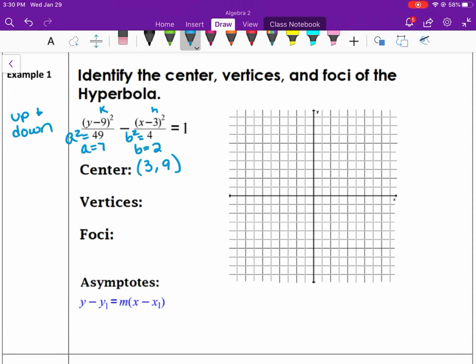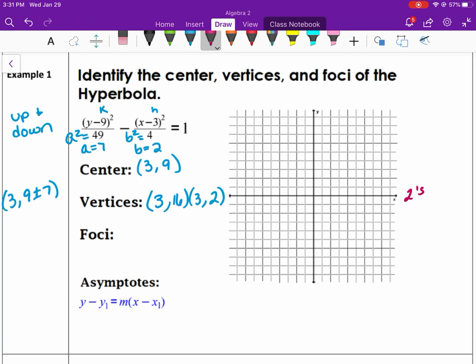So then, since it opens up and down, and your a is 7, your vertices are going to be above and below 7 from the center. So your vertices will be (3, 16), you're at 9, you need to go up 7, so 16, and then (3, 2), you need to go down 7, so 2. So you're taking the 9 and you're adding and subtracting 7. Since I have a center of (3, 9) and vertices of (3, 16) and (3, 2), you're going to have to change your scale here.